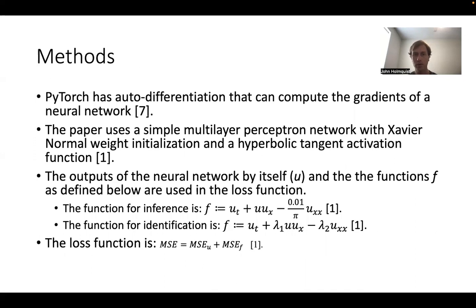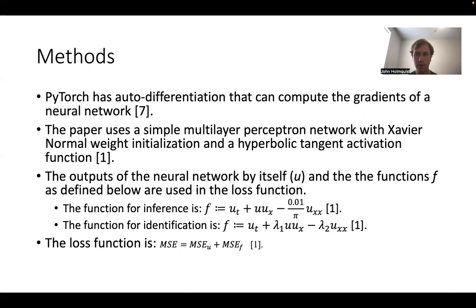Like I said, we're relying a lot on auto differentiation, and PyTorch has a function that can compute the gradients of a neural network. The neural network in this paper uses a pretty simple multi-layer perceptron network, with Xavier normal weight initialization and hyperbolic tangent activation function. The biases are initialized to 0. The forward pass is basically just computed with matrix multiplication and element-wise matrix addition, and then applying that tanh activation function, which I'll show in the code later.